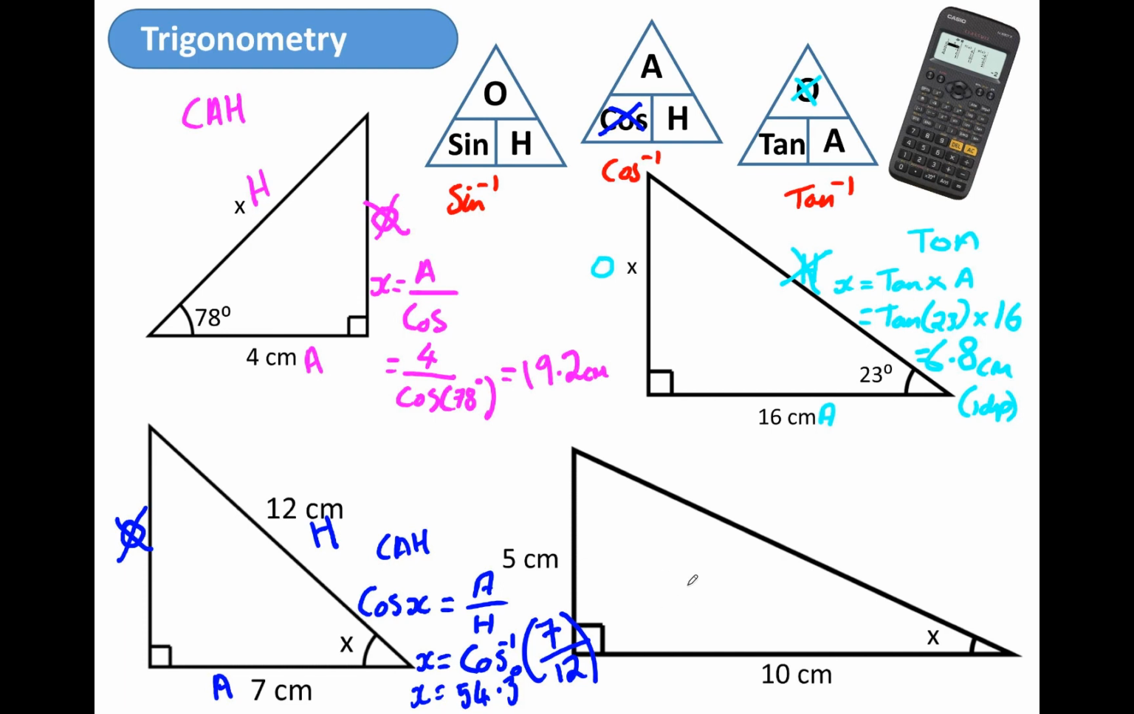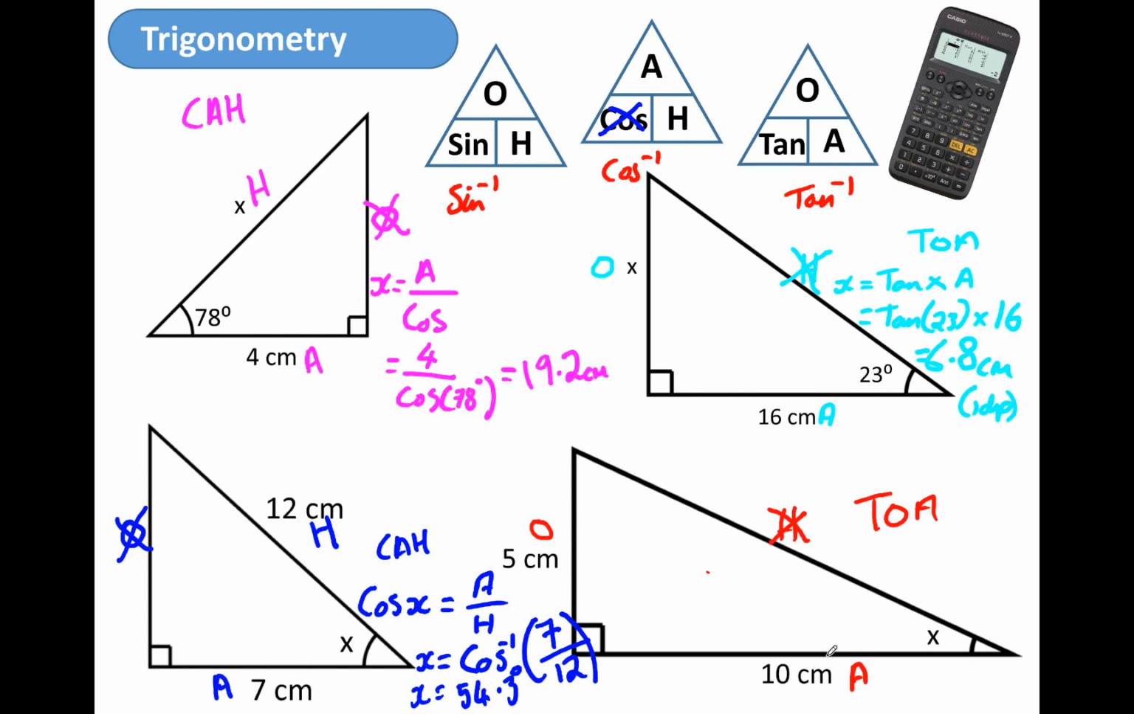Here we go. First things first, let's label up. So there's my angle and it's looking at the side with 5 on, so that's O. The right angle is looking at this side, which is the hypotenuse, which means this side must be the adjacent, the one next to the angle but not the hypotenuse. Now the one that's not active is H, so I'm going to cross that out, which leaves me with O and A, and the only silly word that's got O and A in it is TOA. It's tan. So we need the tan triangle.